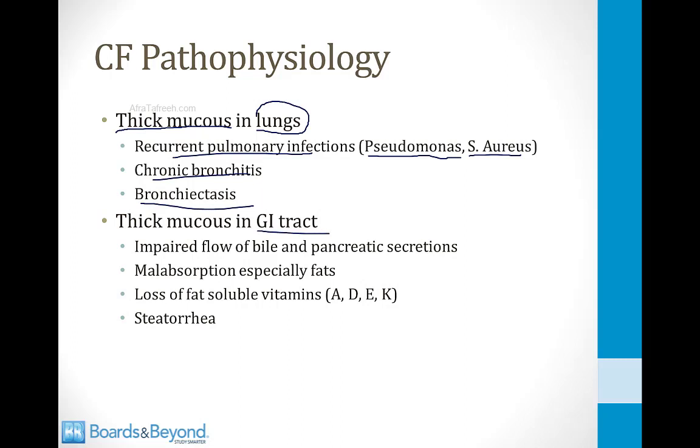In the GI tract, the thick mucus is going to impair the flow of bile and pancreatic secretions. This is going to result in malabsorption, especially of fats, because recall that you need pancreatic enzymes to absorb fats. The result is that you're going to lose fat-soluble vitamins like A, D, E, and K. You're going to become deficient in these vitamins because you can't absorb them. And you're also going to get steatorrhea, which is fat in the stool.